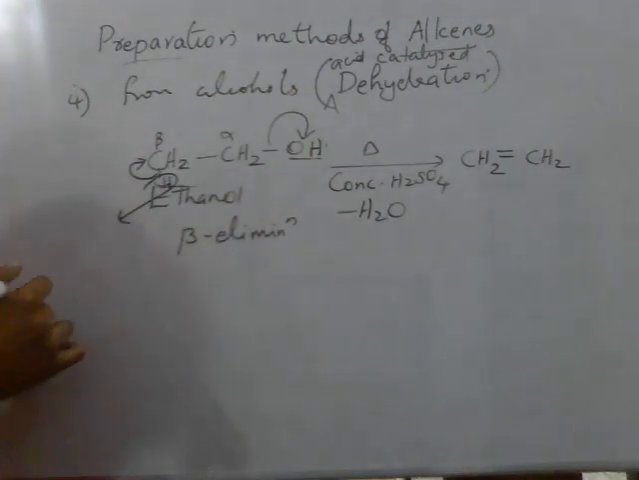Acid catalyzed dehydration of alcohols gives alkene. This reaction also, including its mechanism, we will study next year. So these are the methods to prepare alkene.